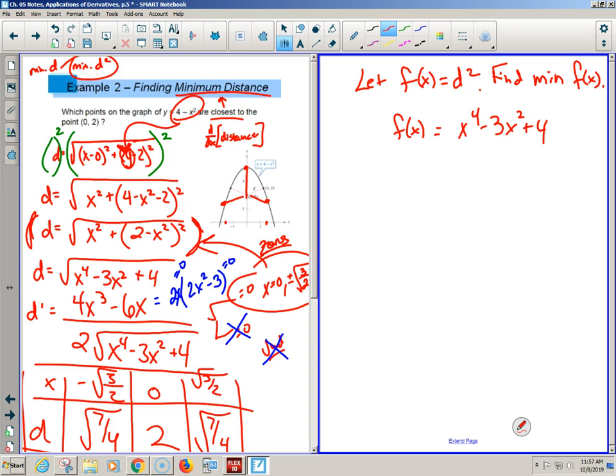F is just the square of d, and if I could find the minimum of f instead of finding the minimum of d, that could make life a lot easier, because how am I going to find the minimum of f? Now, is it going to be very similar to the other one? Yeah, it's going to need some similar work, too. But you would get to your critical numbers just a little bit easier.